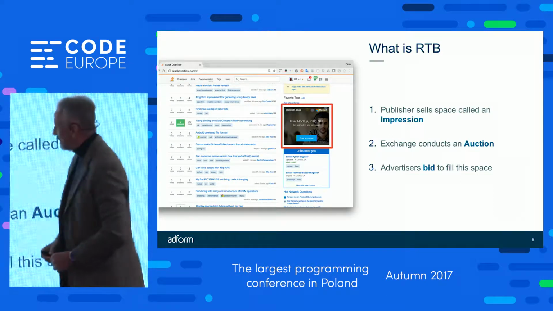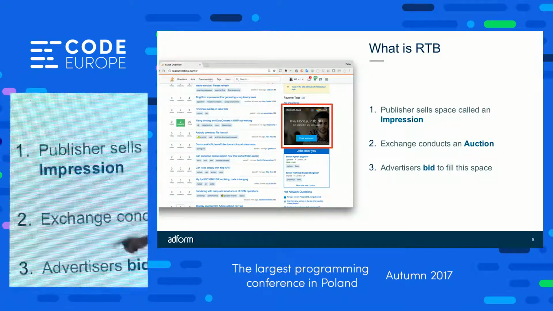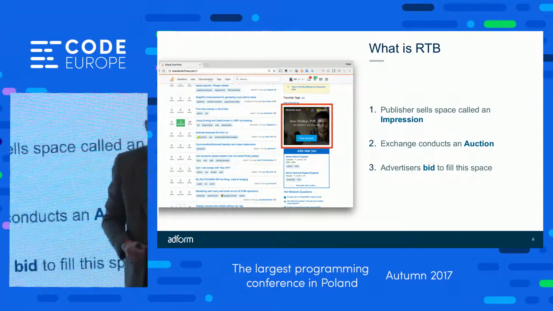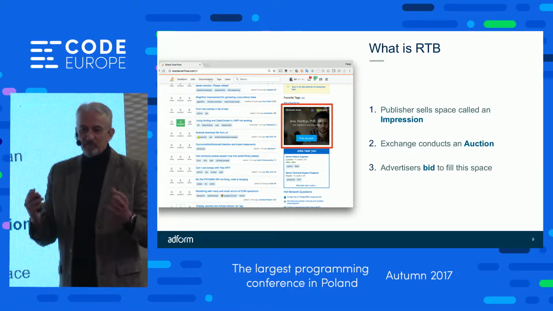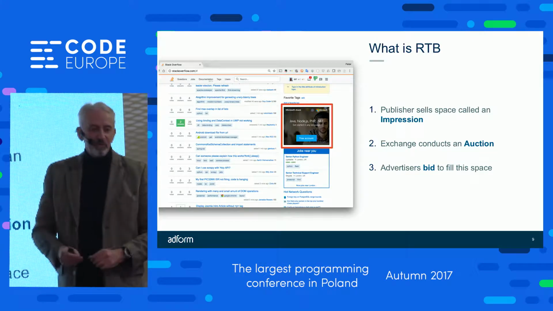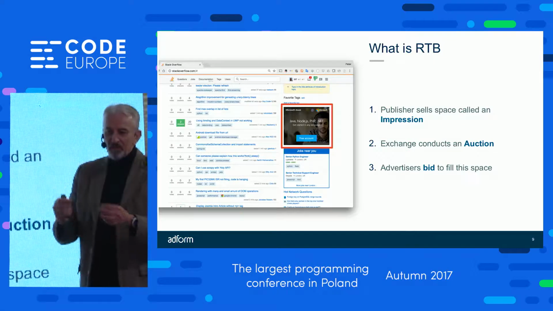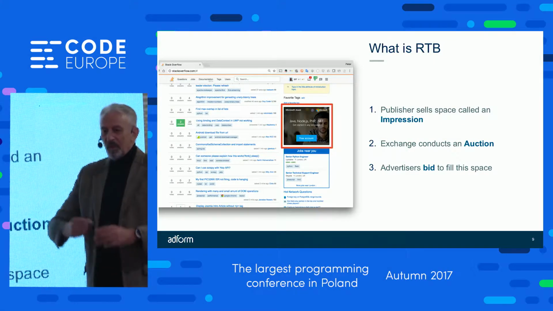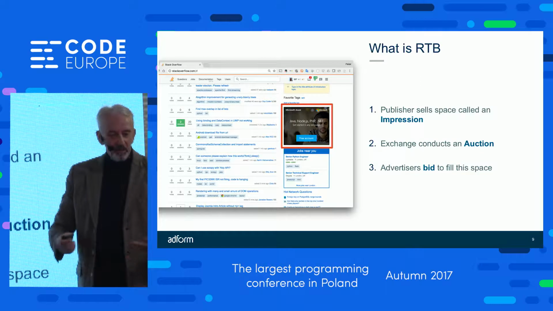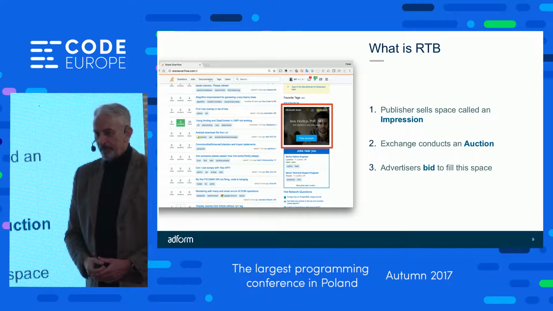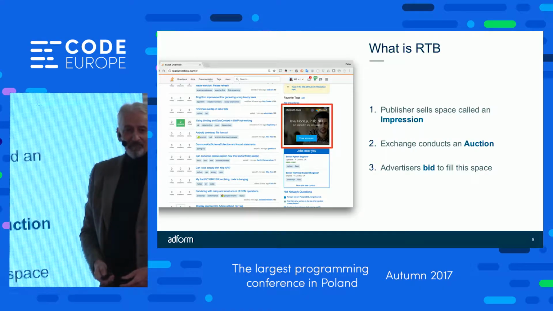It's called an impression. When you click on the URL to go to Stack Overflow, a message is sent to an ad exchange where an auction occurs and people bid to display an advertisement in front of you. So advertisers pay for the privilege to put the ad in front of you, and the exchange decides who's paid the most amount of money and who's going to put it there. Okay, so that's real-time bidding in a nutshell.